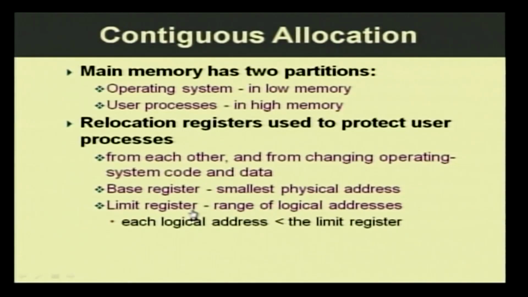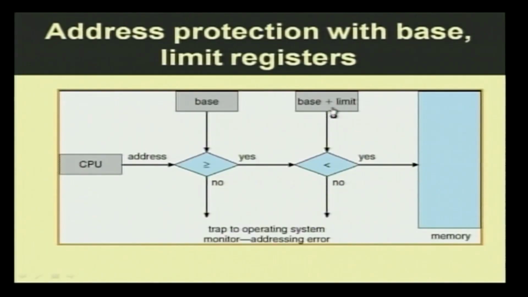The limit register gives the entire range of logical addresses, or the entire sweep of a memory area, up to which the process can be loaded. That is, each logical address which is generated as a memory request, be it a read request or a write request, has to be less than the contents mentioned in the limit register, and therefore we refer to the register as the limit register. So this is how the address protection happens inside your relocation registers.